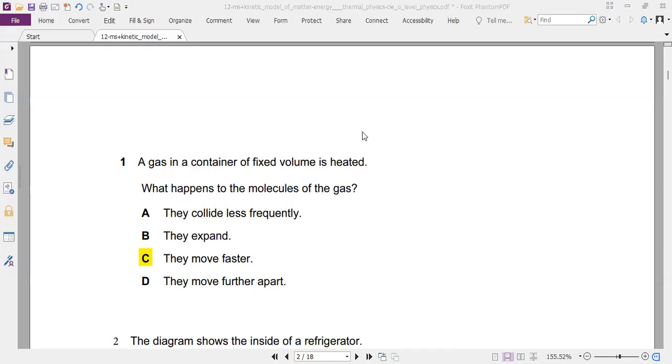So in this video, we will look at the MCQs related to the kinetic model of matter. Question number 1: when a gas has a fixed volume and you heat it, its molecules gain kinetic energy and start moving faster.